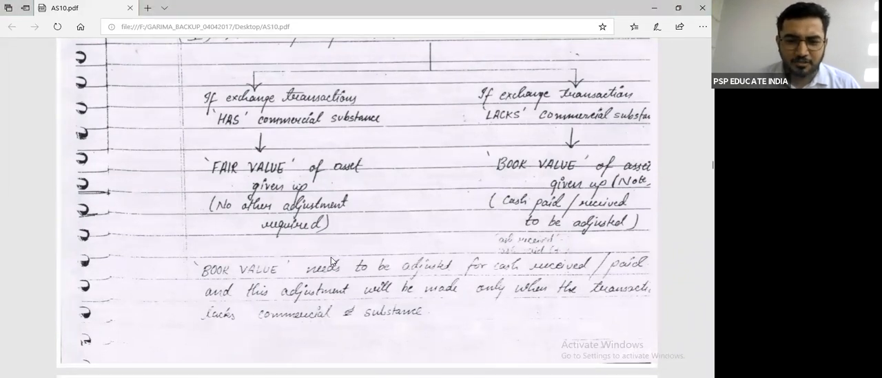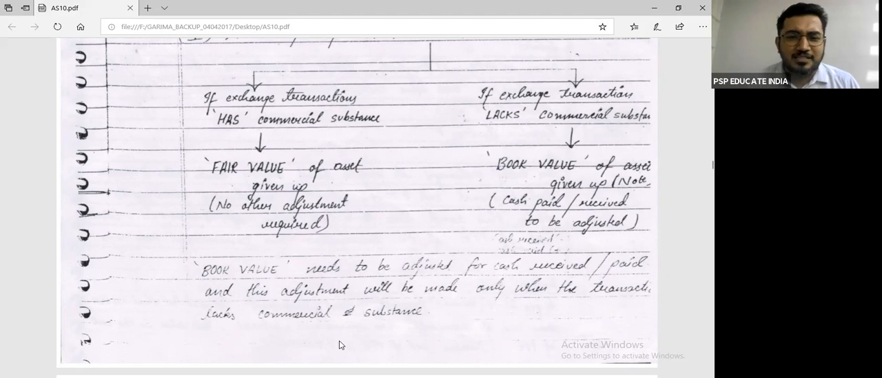Look at the sentence over here. Book value needs to be adjusted for cash received or paid, and this adjustment will be made only when the transaction lacks commercial substance. So because it lacks commercial substance, you have no pre-calculations. You will have to adjust the book value of the asset given up. Now, how will you adjust it? If you receive cash, you will have a different treatment. If you pay cash, you will have a different treatment. We'll see that later when we have a practical question on this.